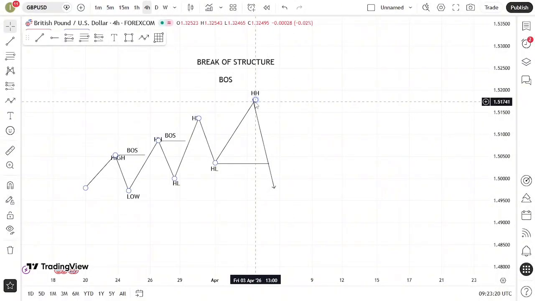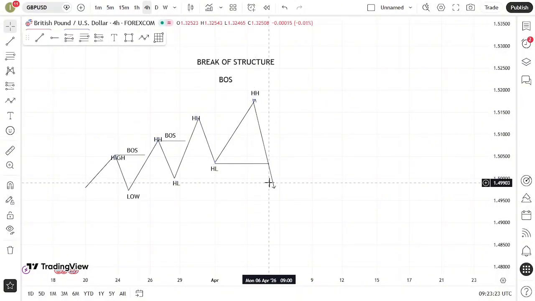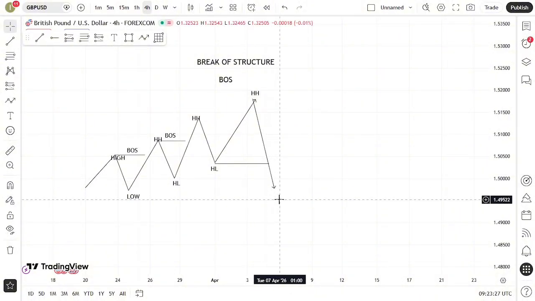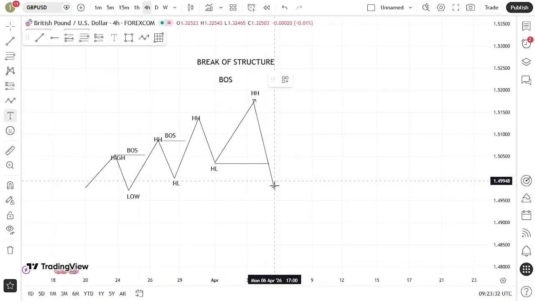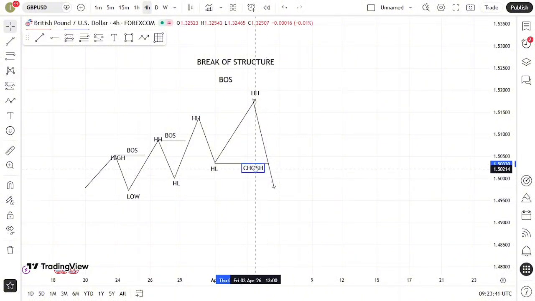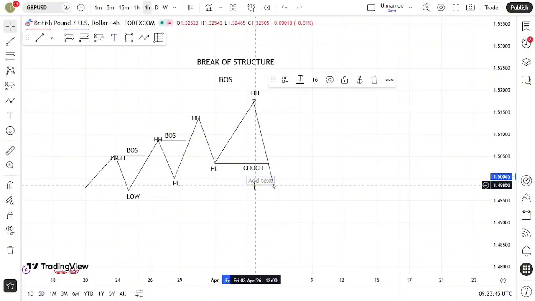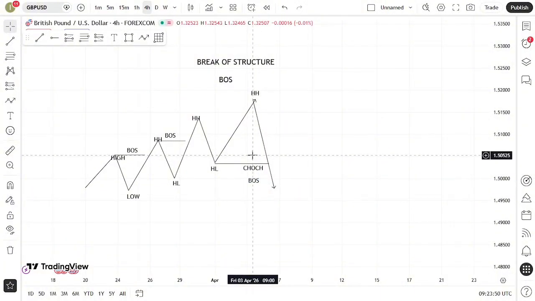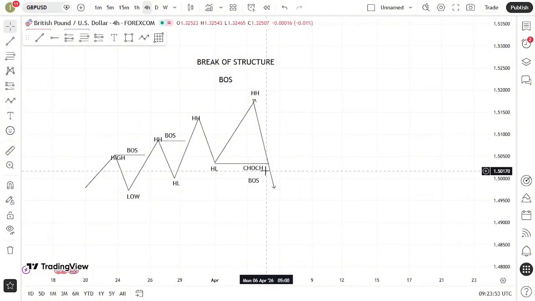Now if the market moves from here and then breaks this previous low, that's a sign that the structure might be changing. Now some people call this move right here change of character. I'm going to denote it as CHOCH. That is change of character. Some people also call it BOS. Me, I can choose to call it BOS as well, because it's basically structures that keep breaking, that keep changing.